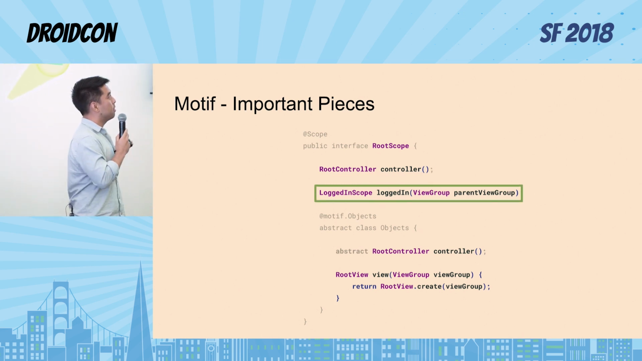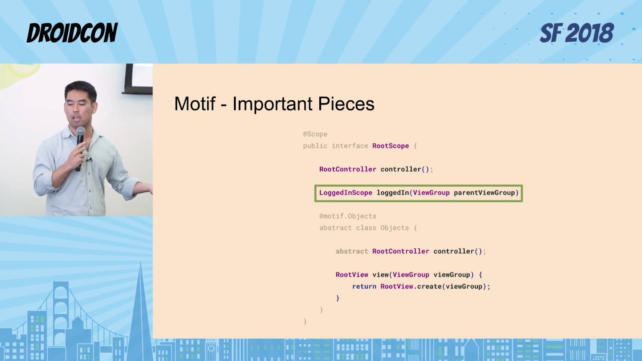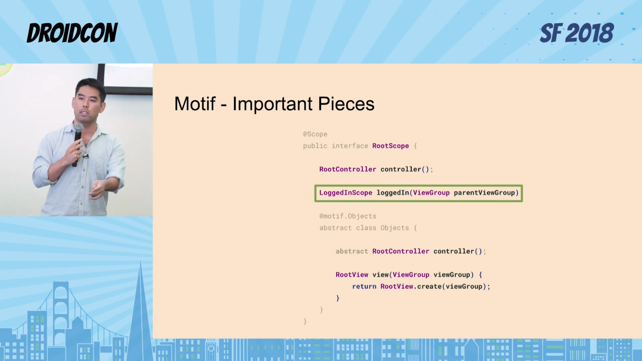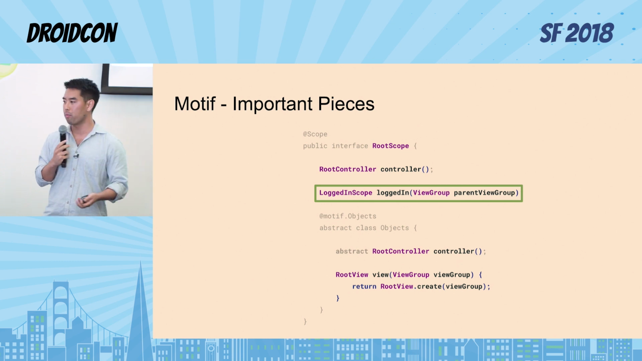If you think back to the Dagger example, this is the subcomponent factory method that we were talking about, and in the Dagger world we returned a subcomponent builder. Here we're just returning another scope. So we've kind of removed a layer of abstraction there.